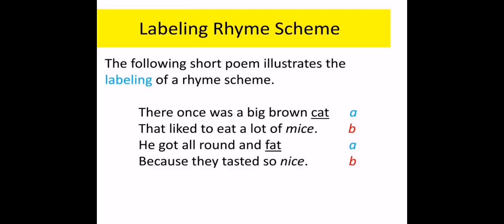But here is a question. Shall the rhyme scheme come after each other to be AA, BB, for example? The answer is no, it's not important. For example, let's read the coming lines. There once was a big brown cat that liked to eat a lot of mice. He got all round and fat because they tasted so nice. As you see, the word cat rhymes with fat and mice rhymes with nice. So they are A, B, A, B.